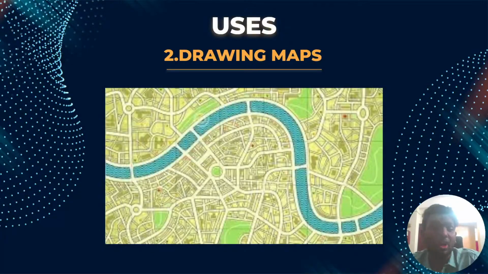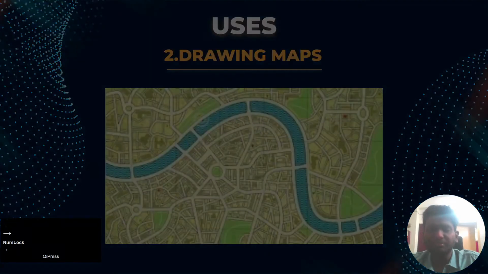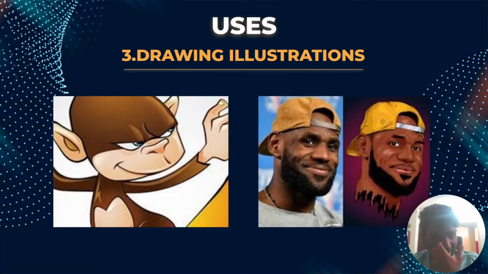And they are also used for drawing maps, cartoonistic maps. And also, as I told you, you can trace a photorealistic image into a cartoonistic image using Illustrator, and you can also create your own character through your creativity in Illustrator.